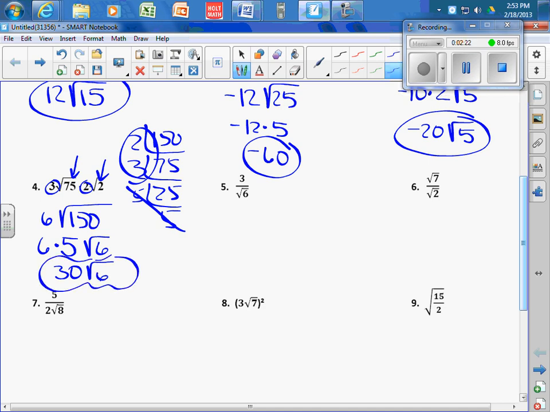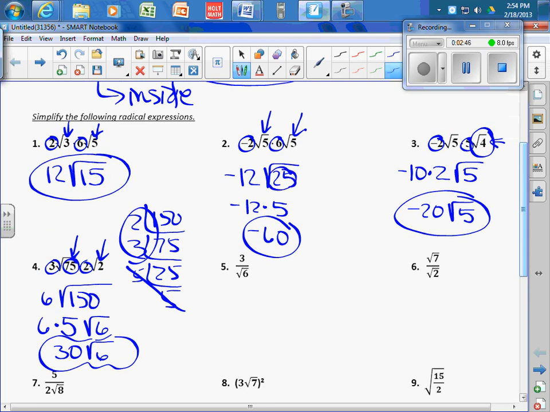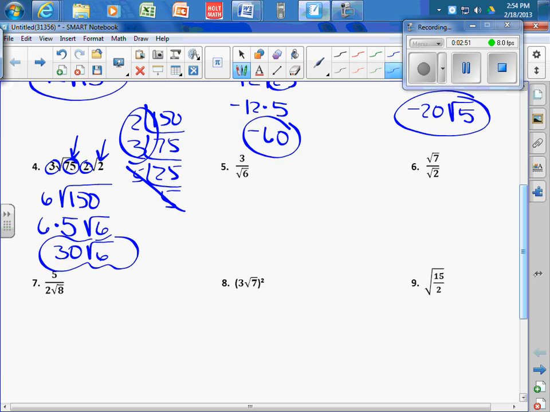Now, we were talking earlier about the 3 things that would make a radical expression simplified, and number 1 was not being able to have a factor under the radical that was a perfect square. Like 75 has a factor that's a perfect square. 25 is a perfect square, so we couldn't leave it like that. Number 2 was making sure we didn't have a fraction underneath the radical sign. And number 3 is not having a radical in the denominator.